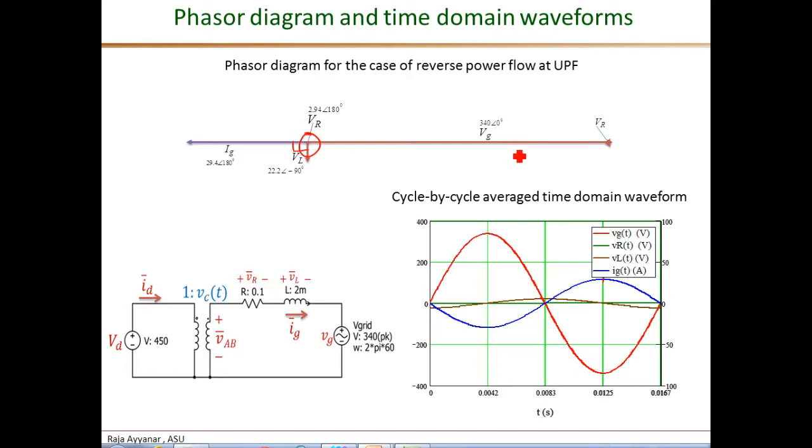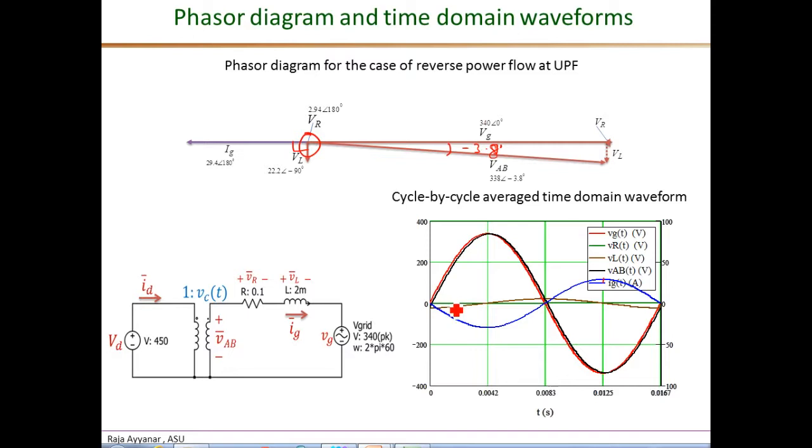Then let's add VR and VL to VG, and you will get our required VAB. So this is the VG phasor 340, VR is subtracted, it is exactly out of phase, and VL is this waveform, and that comes here, and the sum of these three phasors is the final VAB phasor. That has a magnitude of 338 volts, and the phase angle is minus 3.8 degrees, as we would expect for the reverse power flow condition.